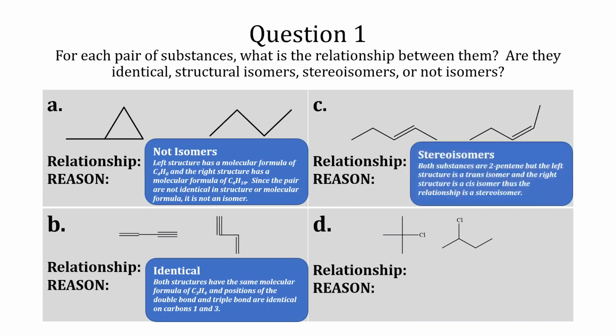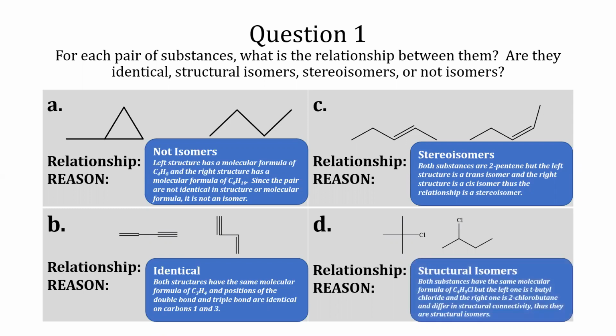1C are stereoisomers because both substances are 2-pentene, but the left structure is a trans isomer and the right structure is a cis isomer. Thus, the relationship is a stereoisomer. 1D are structural isomers because both substances have the same molecular formula of C4H9Cl, but the left one is t-butyl chloride and the right one is 2-chlorobutane, and differ in structural connectivity, thus they are structural isomers.